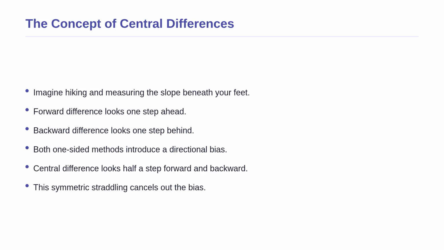Now that we know our topic, let us build some intuition. Imagine you are hiking up a mountain and want to know the exact steepness of the ground right beneath your feet. You could measure the height one step ahead, which is a forward difference, or one step behind, a backward difference. But both of these are biased because they only look in one direction. A much better approach is to look half a step forward and half a step backward. By drawing an imaginary line between these two symmetrically placed points, we cancel out the directional bias. This perfect symmetry is why central differences are so incredibly powerful.